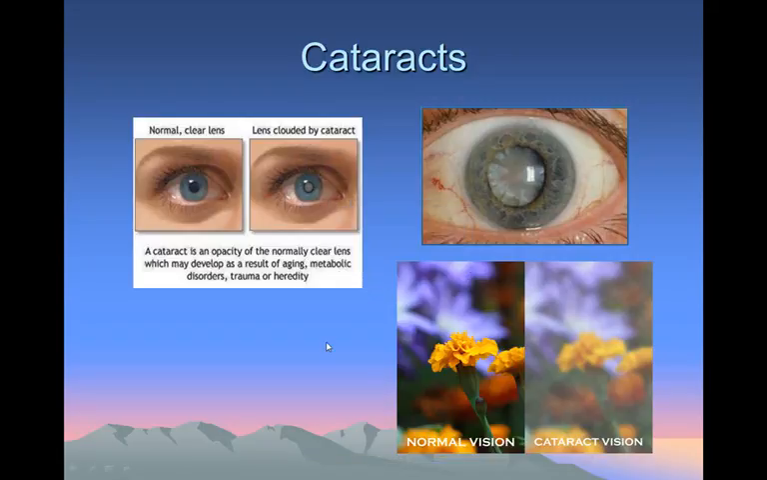This is Sensory Alterations, Part 2. We're continuing out of Chapter 49 in your text. This is Anna Owens, and this is for Nursing 201. We're going to start with eye diseases.